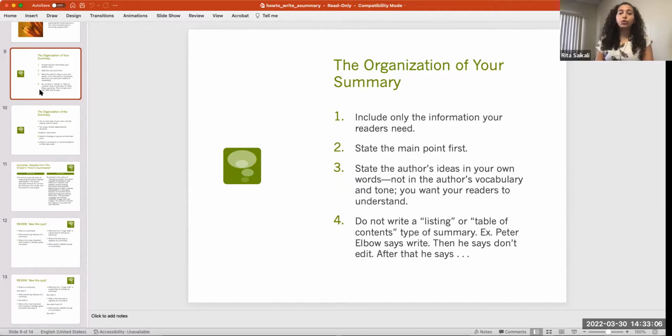And number four, do not write listings or table of contents in the summary. This is not about you writing a book. It is about the information.